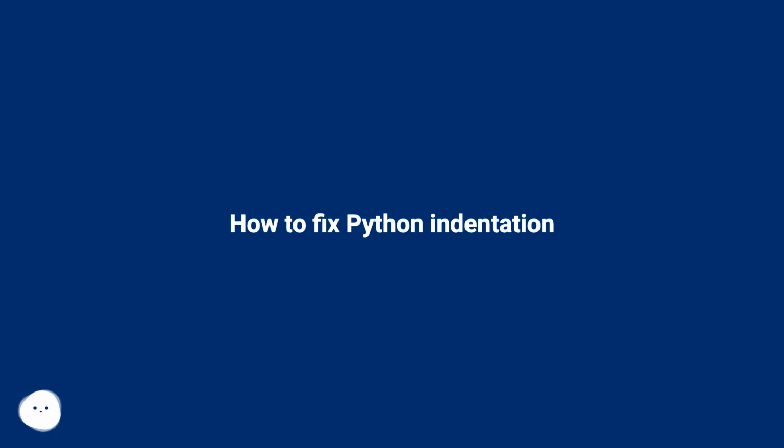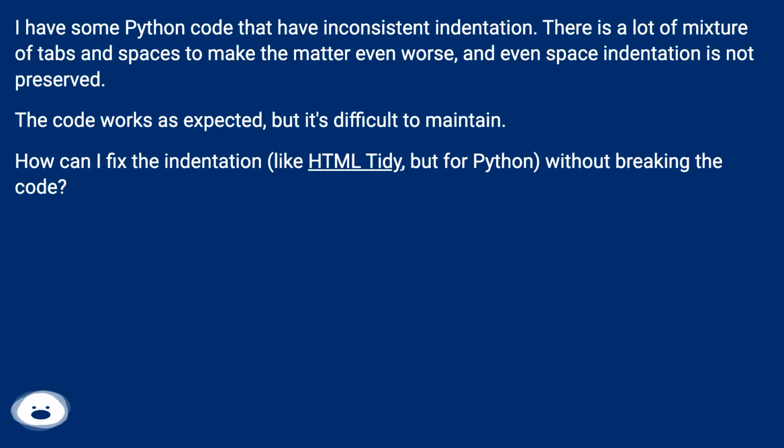How to fix Python indentation. I have some Python code that has inconsistent indentation. There is a lot of mixture of tabs and spaces, to make the matter even worse, and even space indentation is not preserved. The code works as expected, but it's difficult to maintain. How can I fix the indentation, like HTML Tidy, but for Python, without breaking the code?